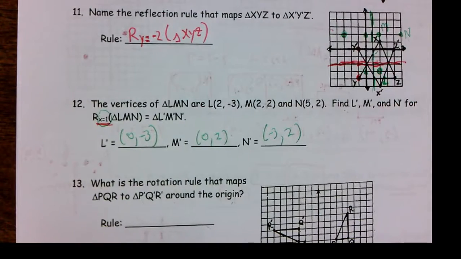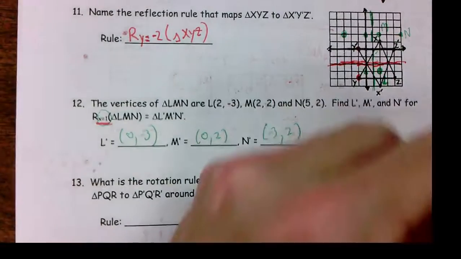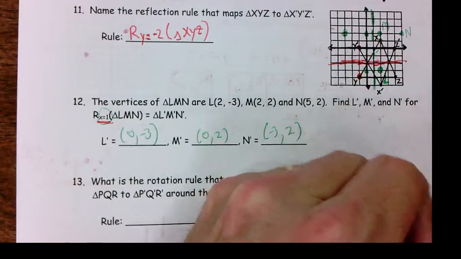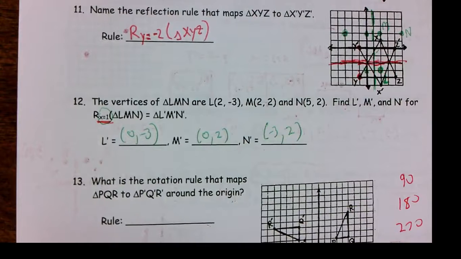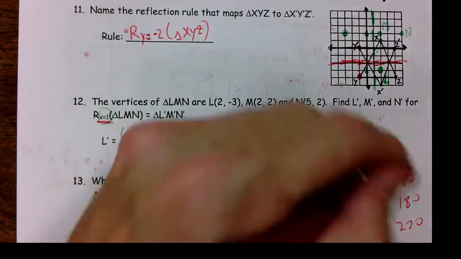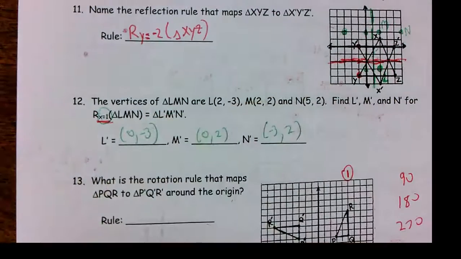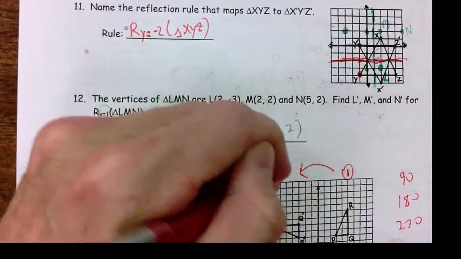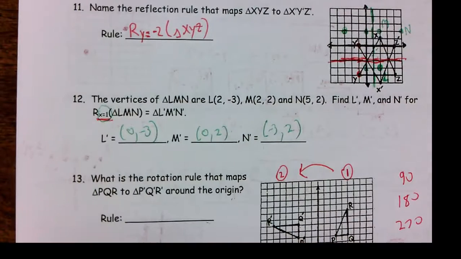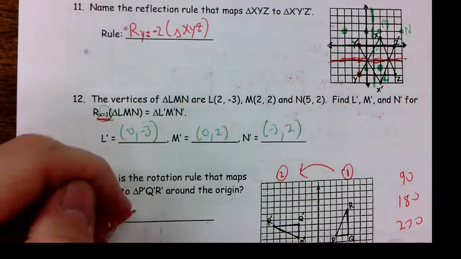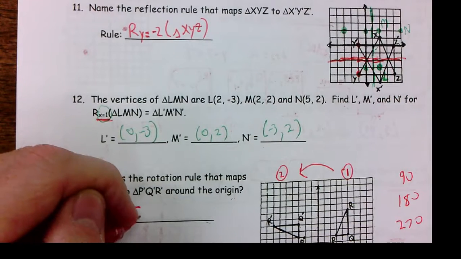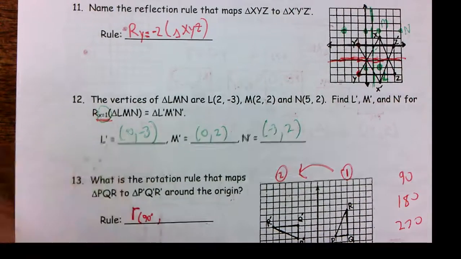Number 13, I have a rotation. So the rotation is probably the hardest, but every time we do a rotation, pretty much, we do it 90 or 180 or 270. And you can tell how far it went by how many quadrants it went. This rotation went from quadrant 1 on the graph to quadrant 2. So it only went one quadrant. It's probably a rotation of 90 degrees.